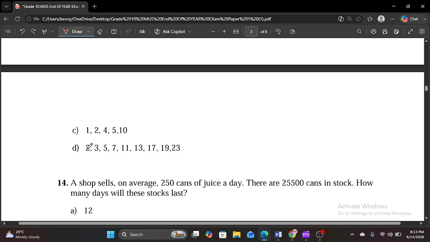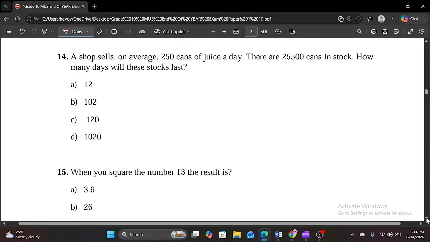All right, let's look at this right here. So 2, yes, 2 can go into 1 and 2. There's no other number. 3, yes. Can only be divided by 1 and itself. 5 can only be divided by 1 and itself. 7, yes. 11, yes. 13, yes. 17, yes. 19, yes. And 23. So D is the answer there. These are prime numbers. It can only be divided by the number 1 and itself. So that's why it's called prime numbers. All right, so moving on.